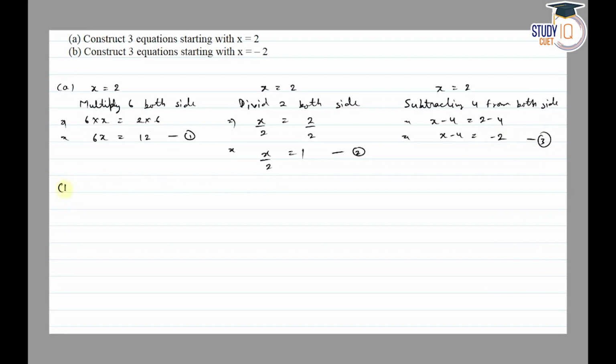Then next part B. Construct three equations starting with x equal to minus 2. सेम हम मल्टीप्लाई कर देंगे बोथ साइड. मल्टीप्लाई 5 बोथ साइड, 5 into x is equal to minus 2 into 5. So हो जाएगा 5x is equal to minus 10, equation 1.